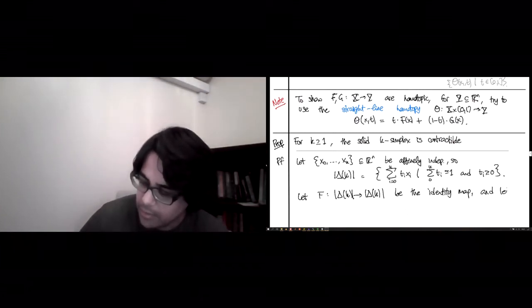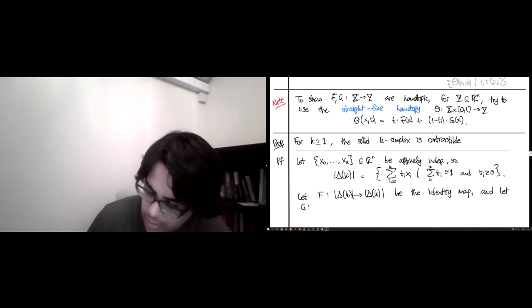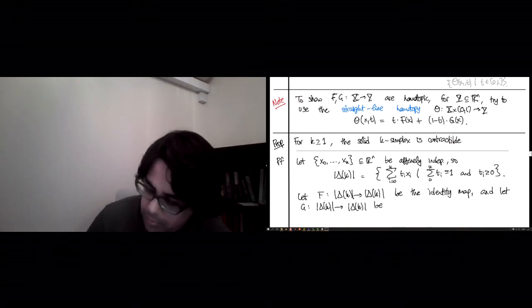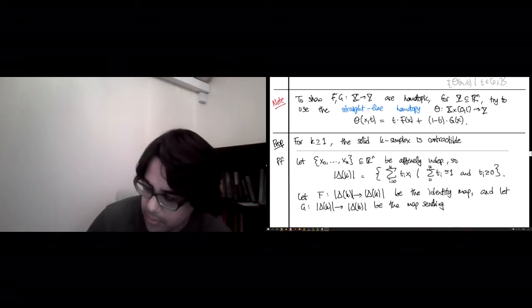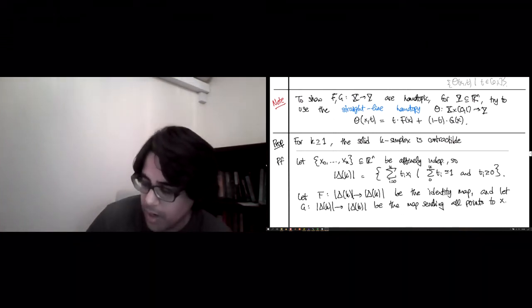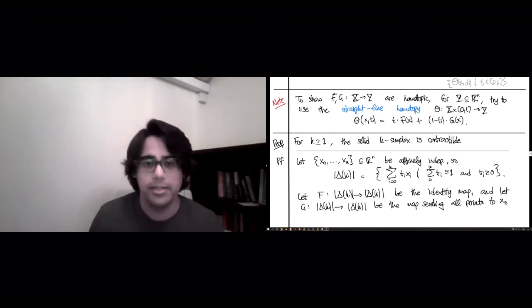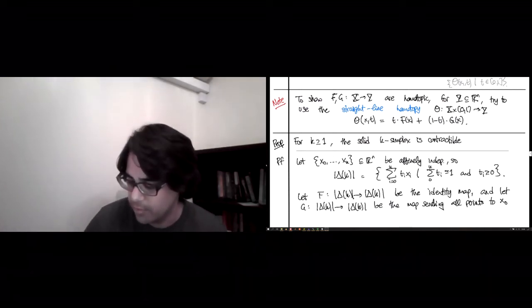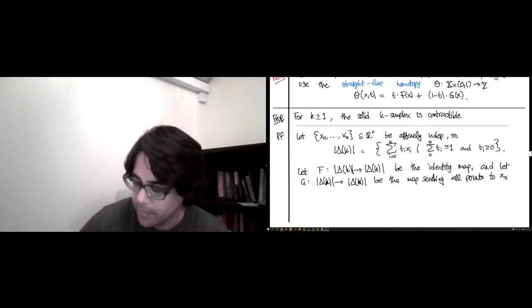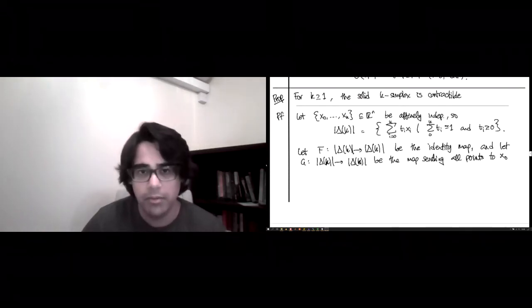And let g, again from Δ^k to itself, be the map sending all points to our favorite vertex, which for me is x_0. You can choose x_5 if that's your thing, or you can choose x_k. It doesn't matter. Okay, so pick one of these vertices.